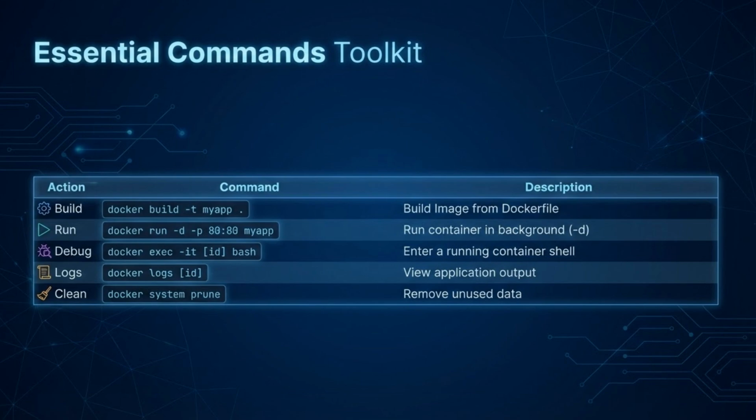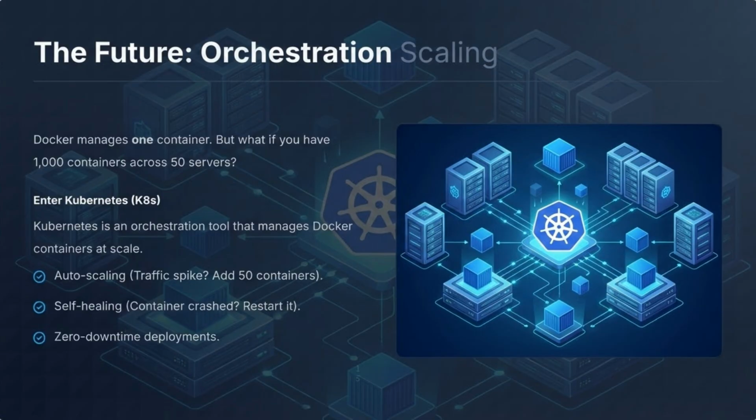Essential Docker commands include docker build for creating images, docker run to start containers, docker exec for debugging, docker logs to view output, and docker system prune for cleaning up unused data. For scaling beyond one container, Kubernetes, or K8s, is an orchestration tool that manages Docker containers at scale. It offers auto-scaling, self-healing, and zero downtime deployments.